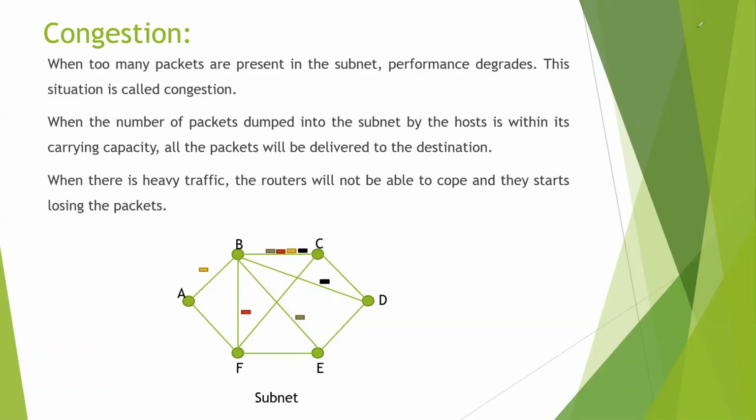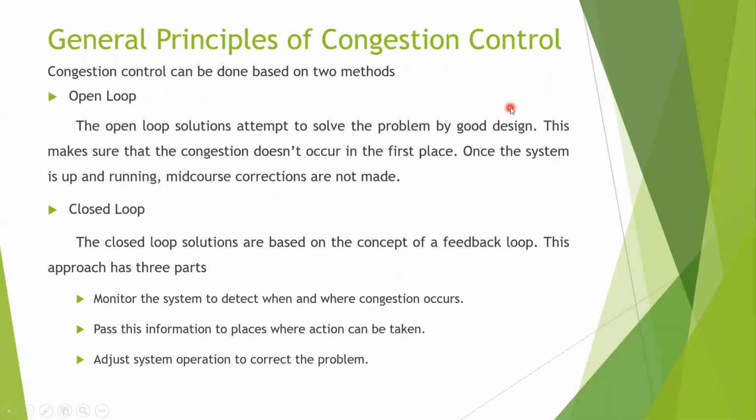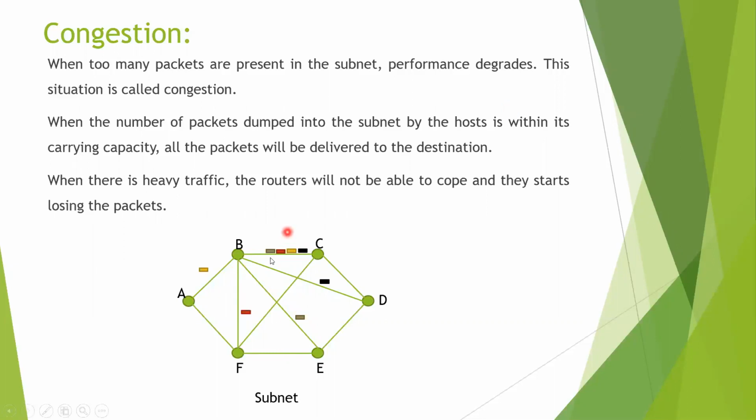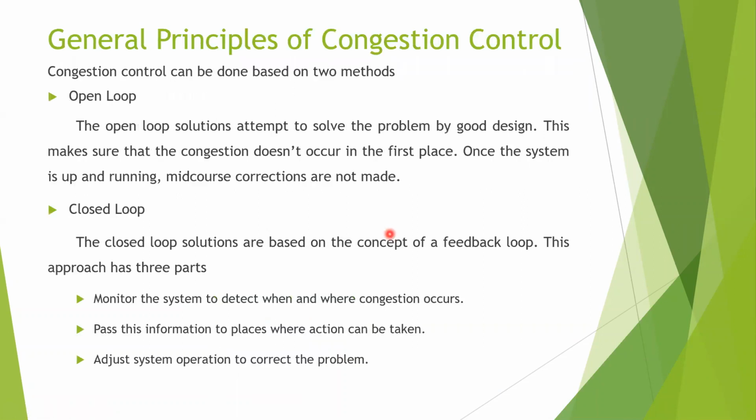Now, let us see the general principles of congestion control. This needs to be controlled, else what happens? The packets will be lost. If congestion is going to occur, then packets will be lost. So we need to control this congestion. So what are the general principles of controlling congestion?